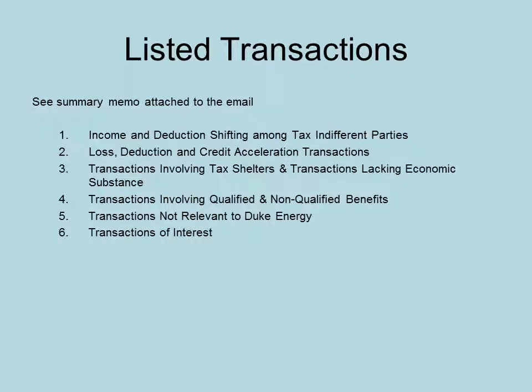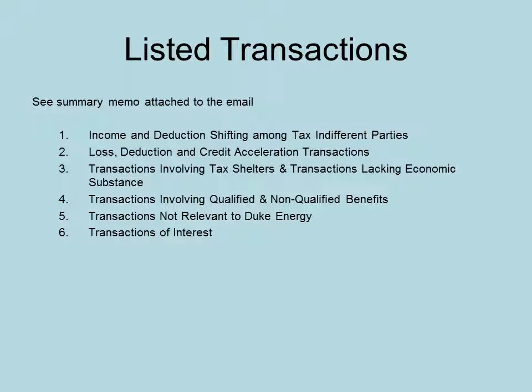Transactions of interest. While the first 5 categories of transactions to which we have classified the 34 listed transactions are those the IRS views to be abusive and those that the IRS will challenge, transactions of interest are different. These are transactions the IRS is still evaluating in order to make a determination of whether they believe the transactions involve improper tax avoidance or involve permitted types of tax planning.